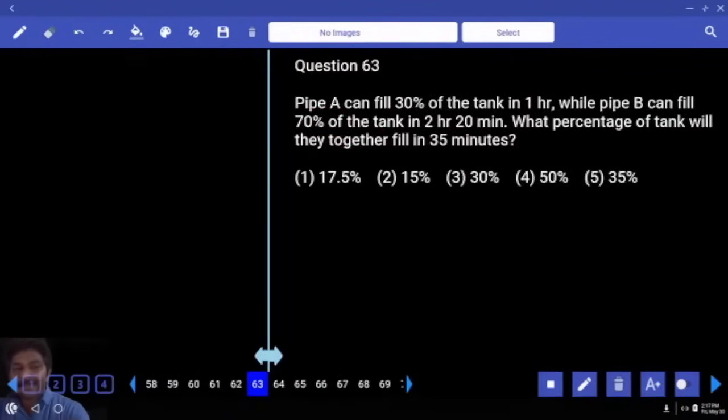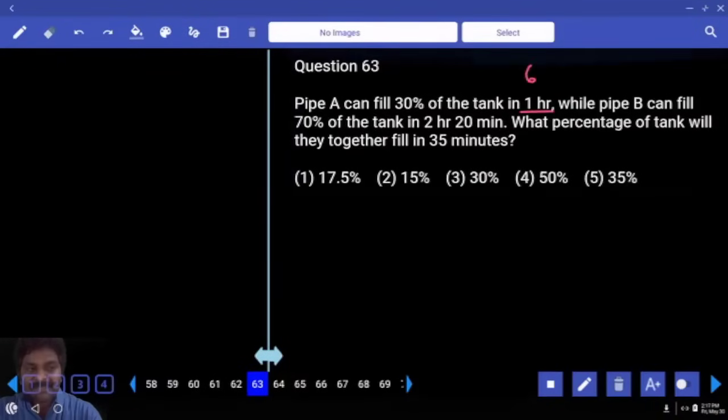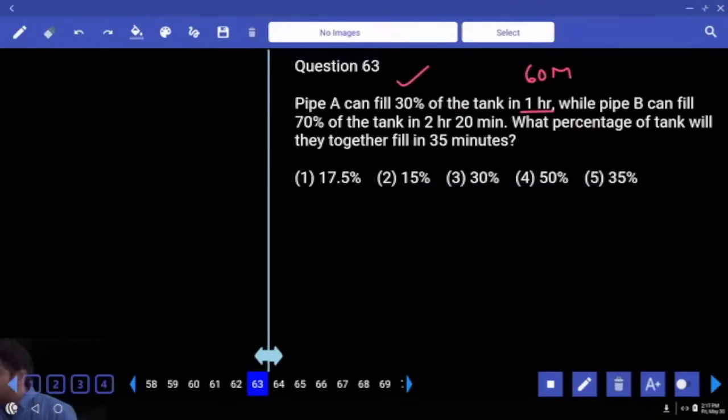Pipe A can fill 30% of the tank in 1 hour. Can I treat 1 hour as 60 minutes? 30% is filled in 60 minutes. Then 100% can be filled in... 30 and 60, identify the relation. Double, right? So 100% can be done in 200 minutes. This is about pipe A.